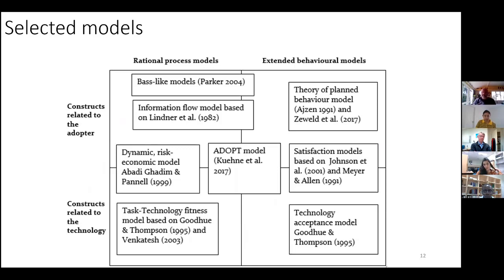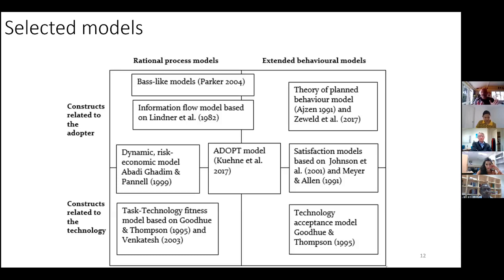I came up with this way of organizing the models. I selected the models that you can see in this slide to illustrate the different approaches that have been used over time, but also the different, almost examples of models that I situate in this matrix with 2 dimensions.